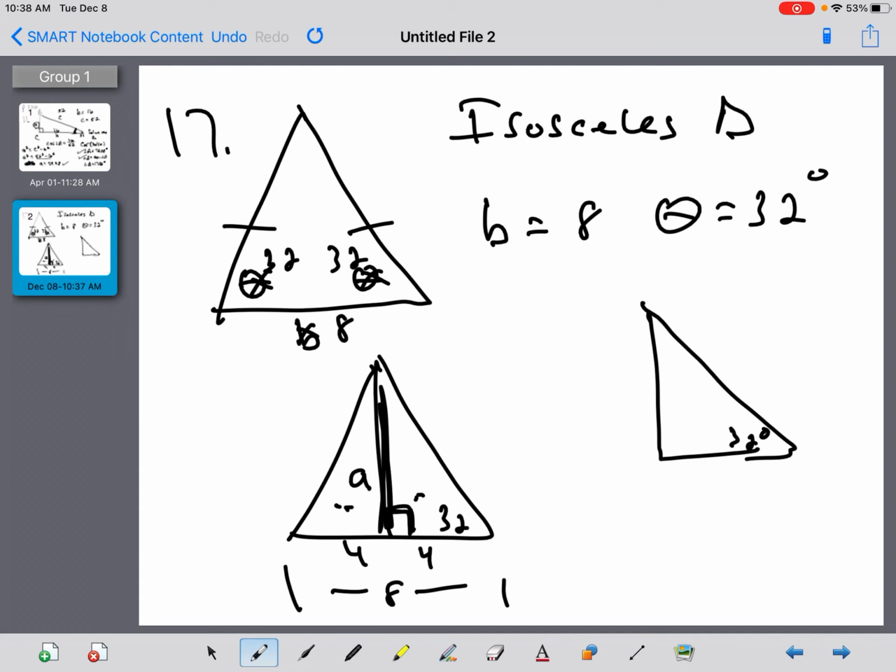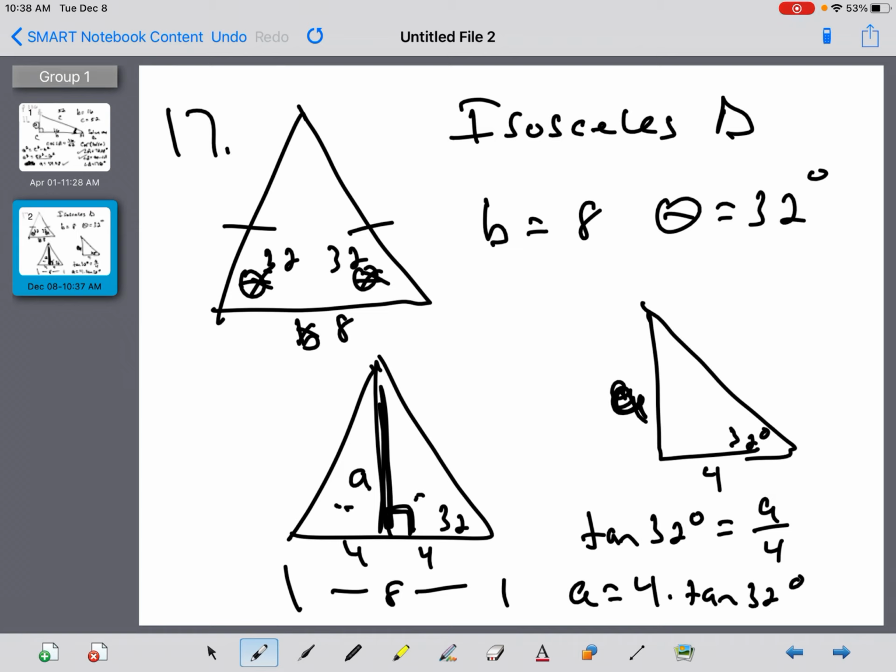This is 32 degrees, this is A, and this is 4. So from the 32 degree angle, A is opposite, and this is adjacent. So we write tangent 32 degrees equals A over 4. And to solve for A, we're going to take 4 times the tangent of 32 degrees, and we end up getting little a to be 2.50. And that's your answer for number 17.